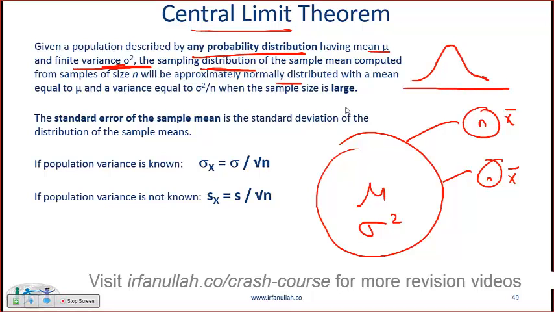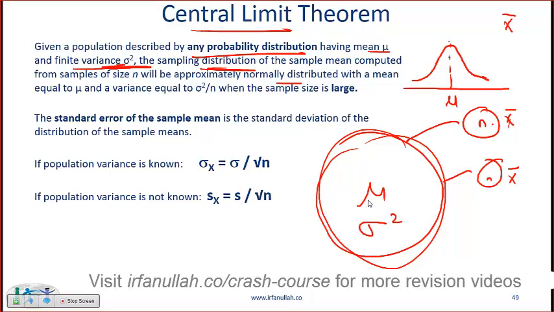Now, without even knowing the central limit theorem, what do you think is the expected value of x bar, the sample mean? This is going to be mu. If you know that the population mean is mu, you don't know mu, but it's some number, then on average x bar is going to be equal to the population mean. That is intuitive.